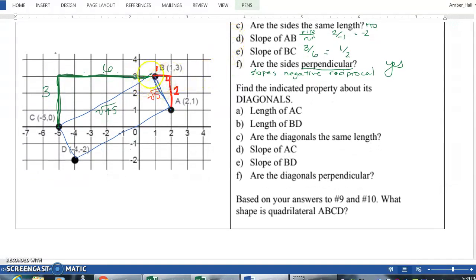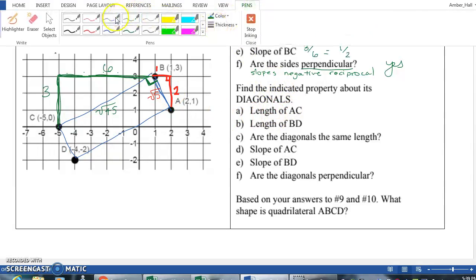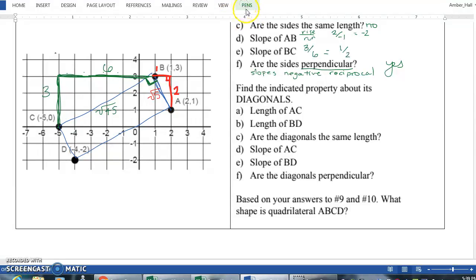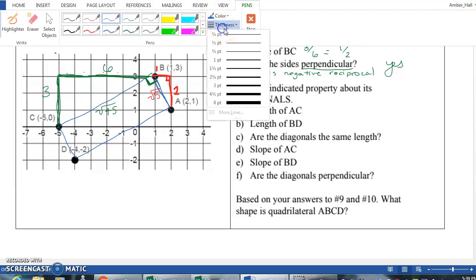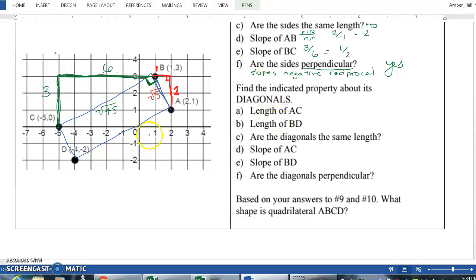So what does that mean about this corner right here? If they are perpendicular, this is in fact a right angle. Okay. Now we need to find the length of AC. We're dealing with the diagonals now. So AC is going to go right through the middle.